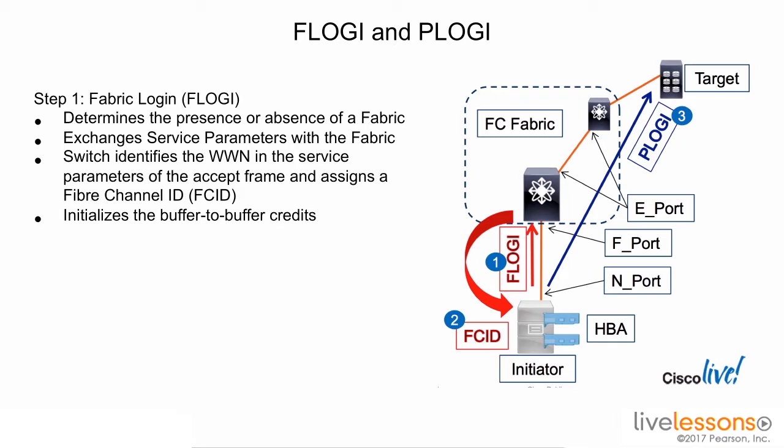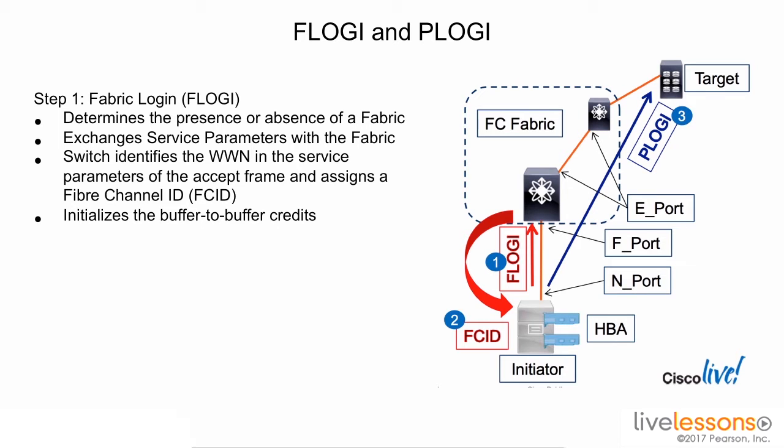If the fabric exists, it exchanges service parameters with the fabric. The switch identifies the worldwide name in the service parameters of the accept frame and assigns a Fibre Channel ID. It then initializes buffer-to-buffer credits. We'll learn about those later on, but those help ensure that we have a lossless fabric.